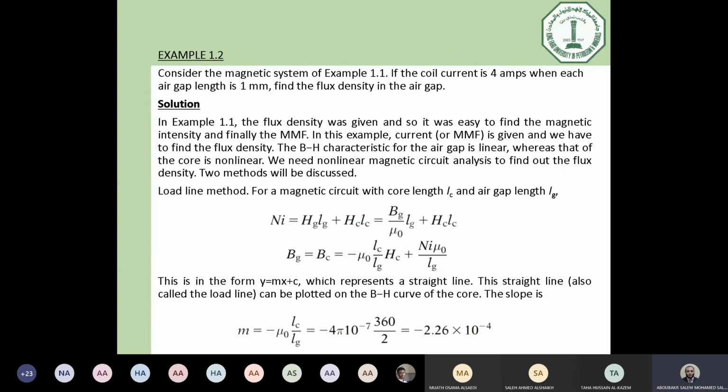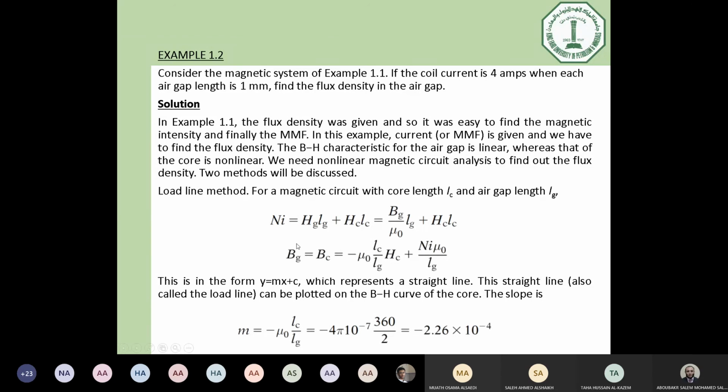Simply the same relation that we have. We have Ni equal to HgLg plus HcLc, and we agreed together Hg can be calculated as Bg divided by mu multiplied by Lg. In the previous example, B was given, and we could use it in these two terms in order to calculate the value of current. Now the current is given, however, Bg is not defined, and H as well is not defined. And we have a problem now. We have two variables in one equation. So how can we solve this problem?